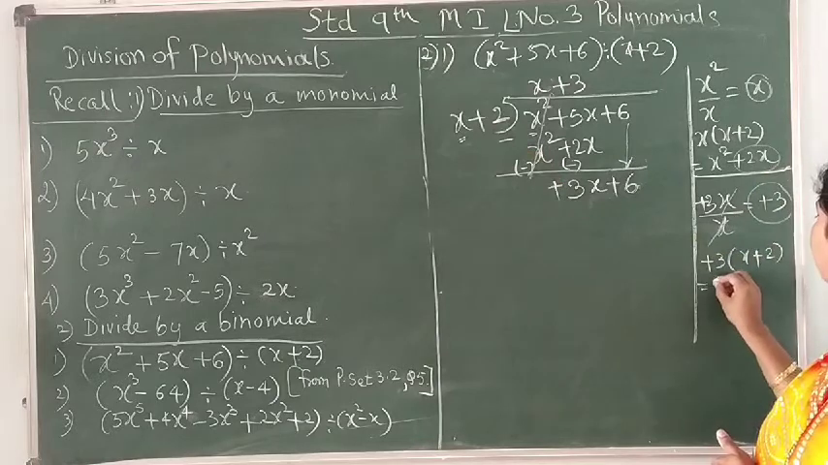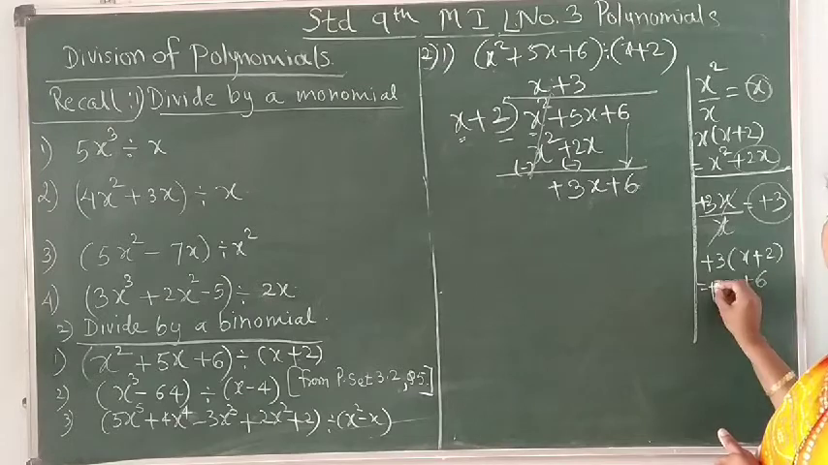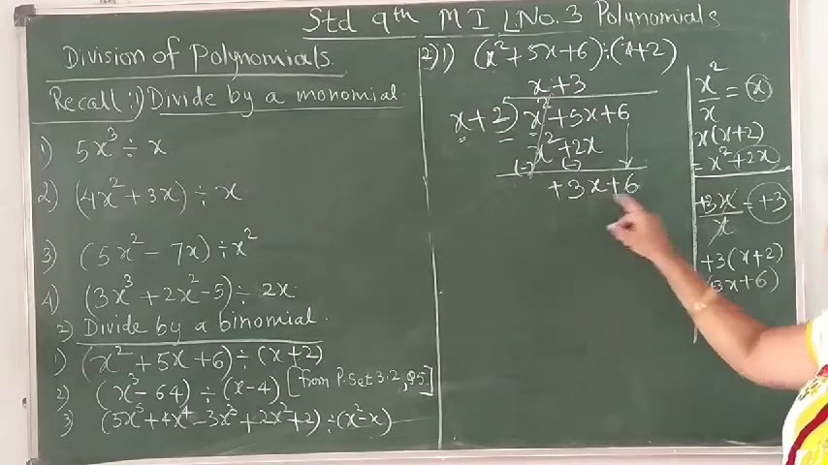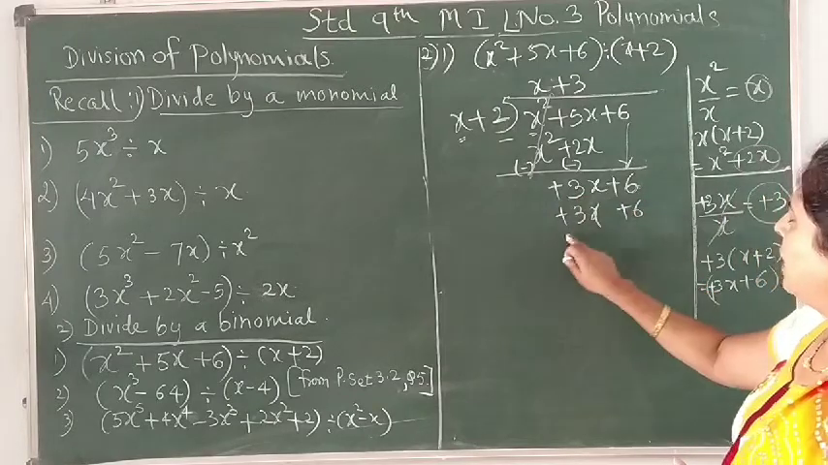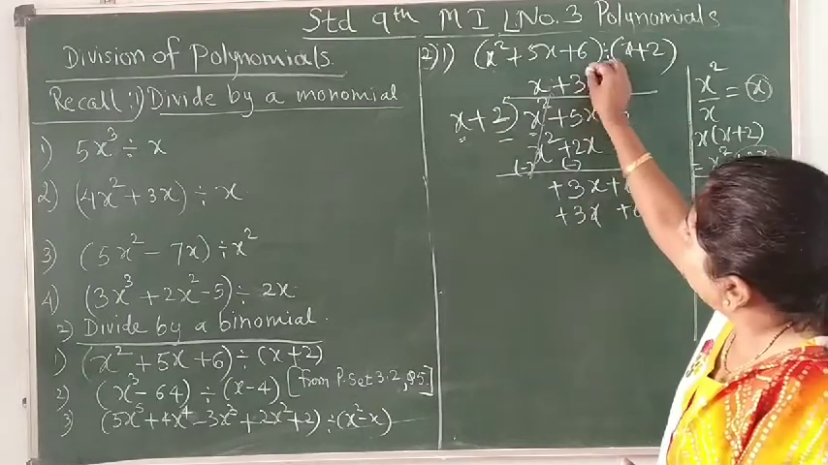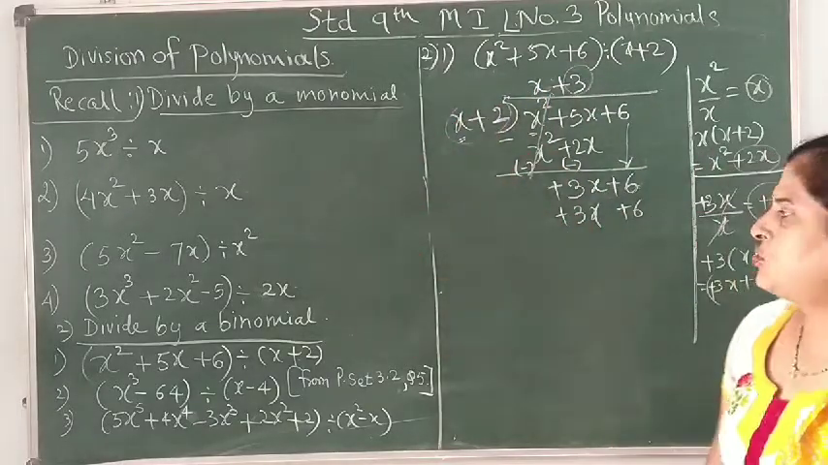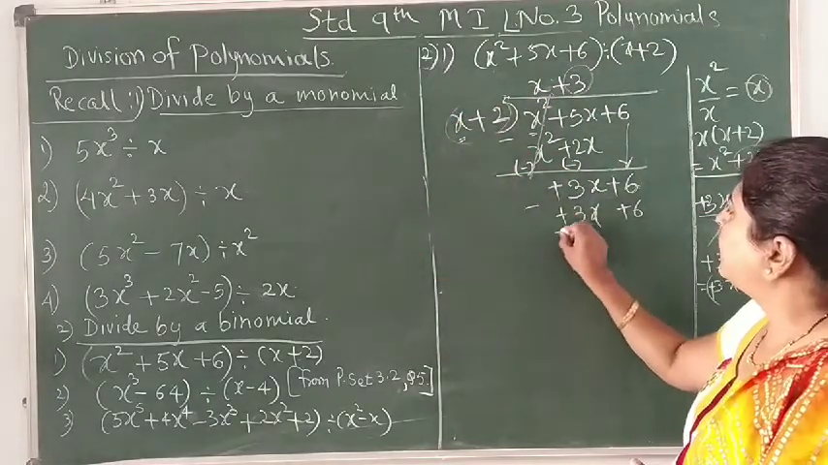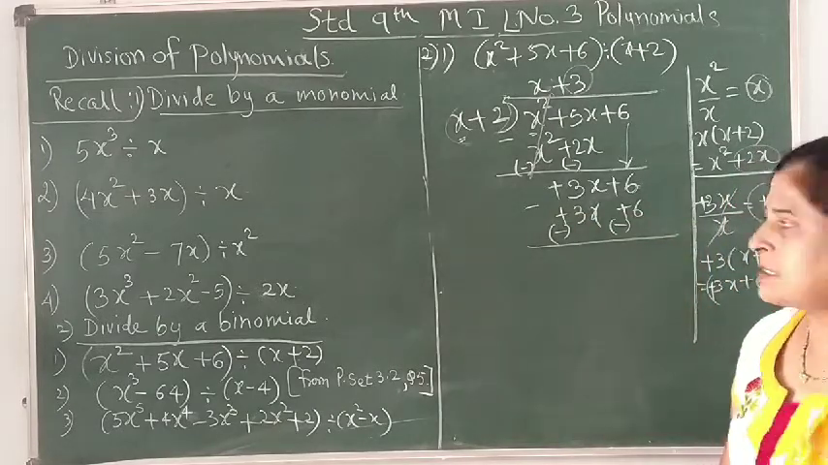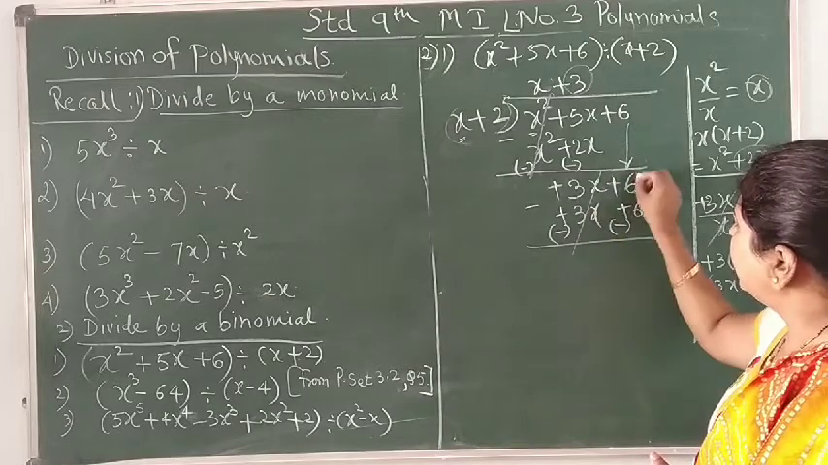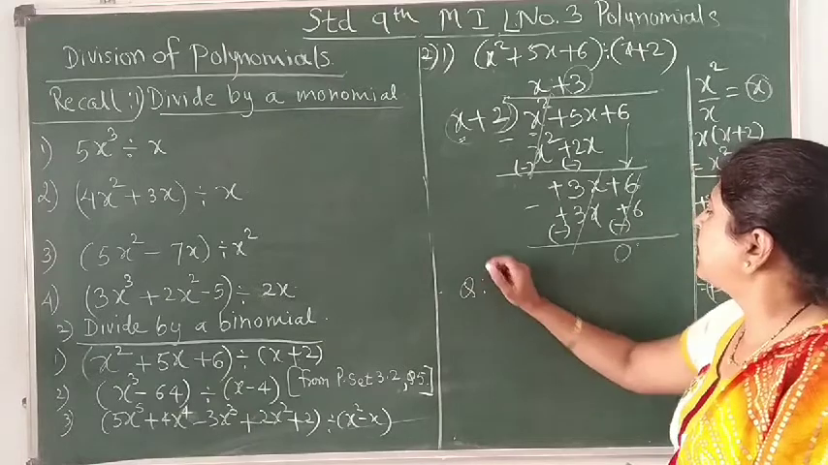Now if you multiply this plus 3 with x plus 2, the divisor, what is the product? It is 3x plus 3 twos are 6. So this is the product which you will write down here: plus 3x and plus 6. Understand that these terms we are getting by multiplying this plus 3 with the binomial. So here let's do subtraction. Plus will become minus, as well as this plus 6 also will become minus 6. Plus 3x will get cancelled. Remainder is 0.